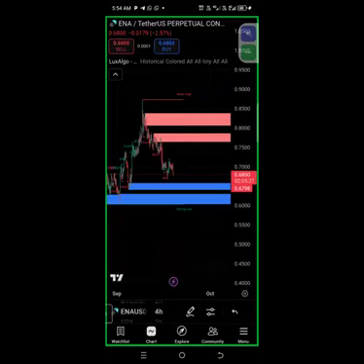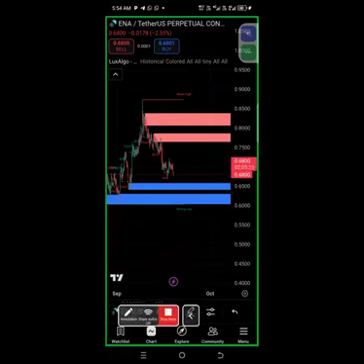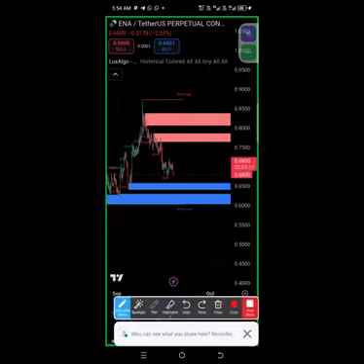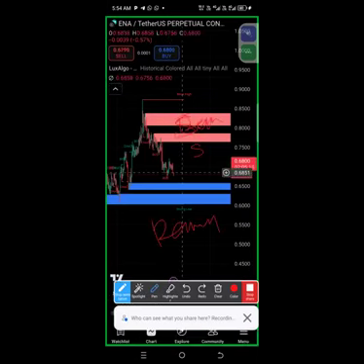So we look at this, we said this blue line is our order block, which is the demand zone, right? The red line would happen to be our other order block, which may be the supply.